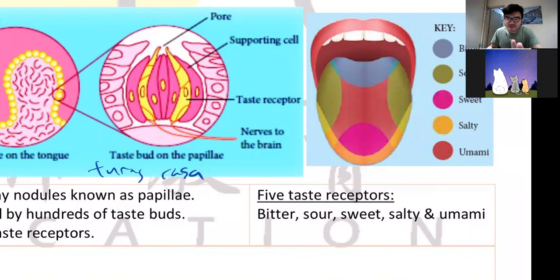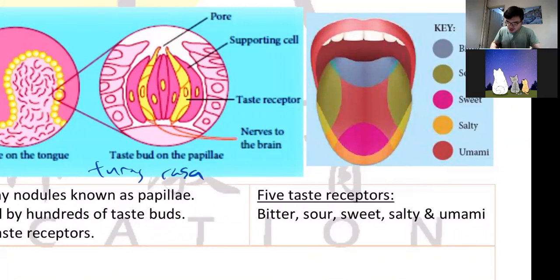Here's the thing. It's not that the front part cannot detect bitter at all. Every part of the tongue can detect any taste. It's just that the front is more sensitive to sweet. They can still taste bitter. You put medicine at the front of your tongue, you say, why is it so bitter? You lied to me. I didn't lie to you. I just said that it is more sensitive to sweet. Doesn't mean that you cannot taste bitterness.